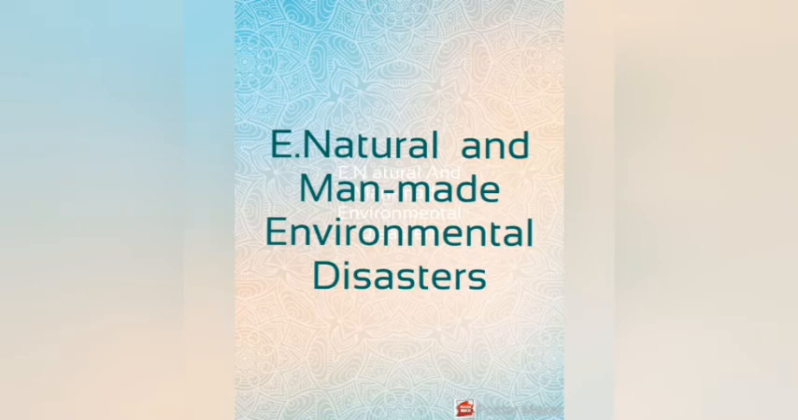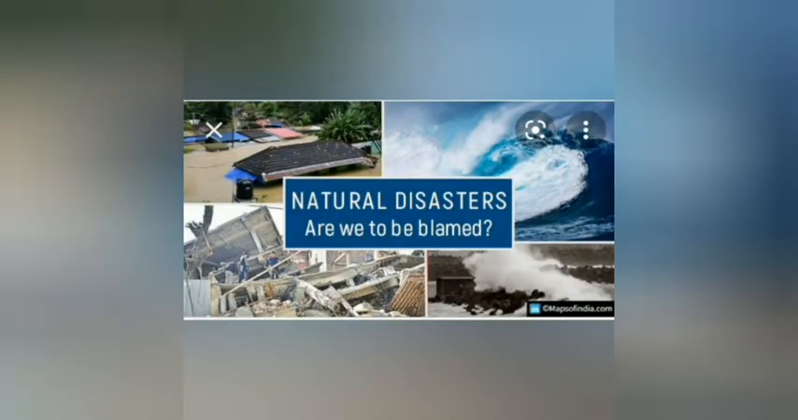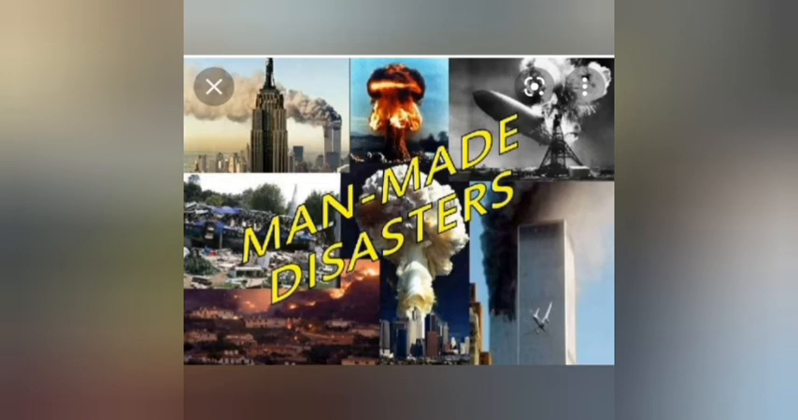And the next is E, natural and man-made environmental disasters. And you can have a look at the picture of the natural disaster. The first is flood, second is tsunami, the third is earthquake. The most recent example of a natural disaster is the tsunami that took place in 2004 and killed thousands of people. And the most recent example of a man-made disaster is the Bhopal disaster of 1984, which killed about 4,000 people, where a toxic gas leaked from the Union Carbide factory.